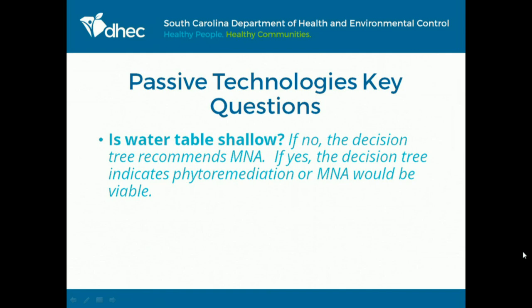There are some phytoremediation people that claim they can make these trees' roots go really deep, and that is a technology that can be pilot tested and demonstrated if they want to do so. But the decision tree picks the simple route and says MNA if the groundwater table is deep, and phytoremediation or MNA if the water table is shallow.